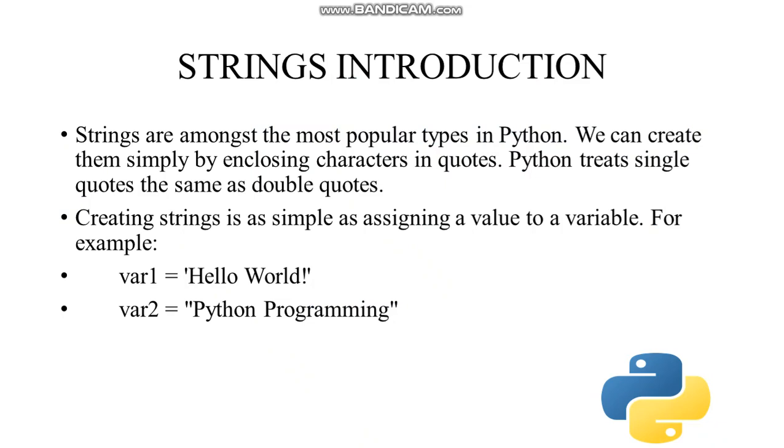For example, I will declare variable 1 equals to 'hello world' in single quotes. Variable 2 equals to "Python programming" in double quotes. So both single quotes and double quotes are allowed in Python. It is very simple. Just declare a variable and assign a string to the variable.